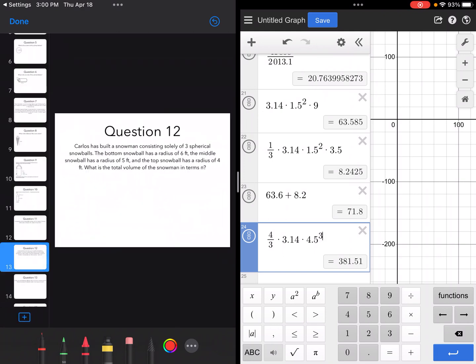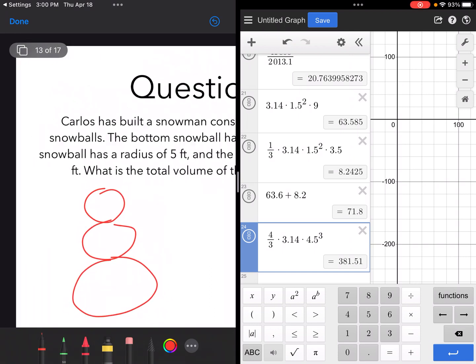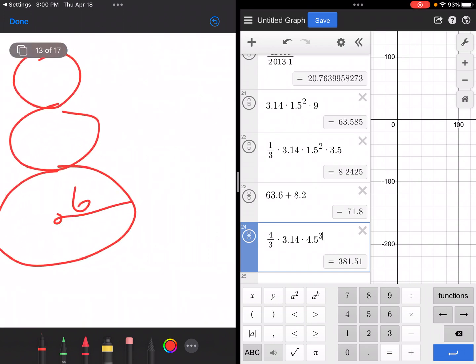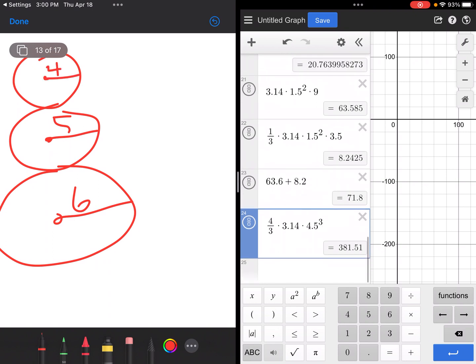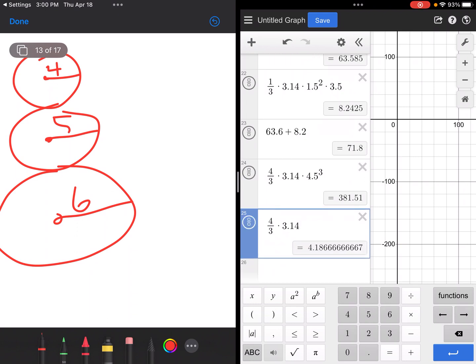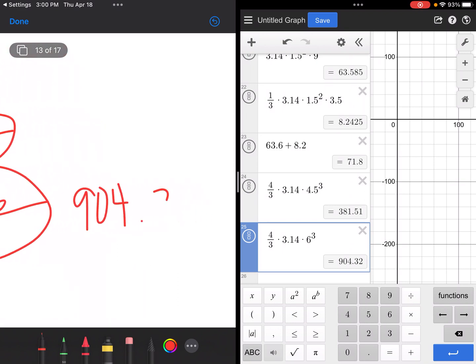All right, Carlos built a snowman solely of spherical snowballs. So we have a top, middle, bottom. And it says the radius is 6, 5, and then 4. So I have to find the volume of each. So 4 divided by 3 times 3.14 times 6 cubed. I get 904.32.